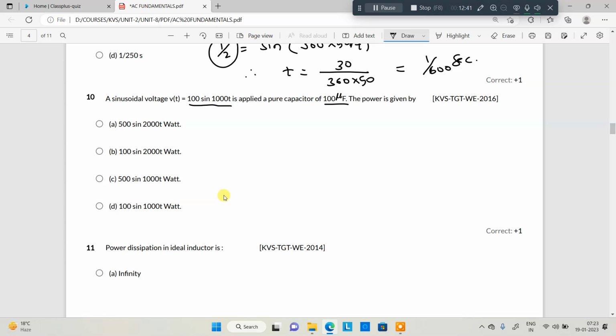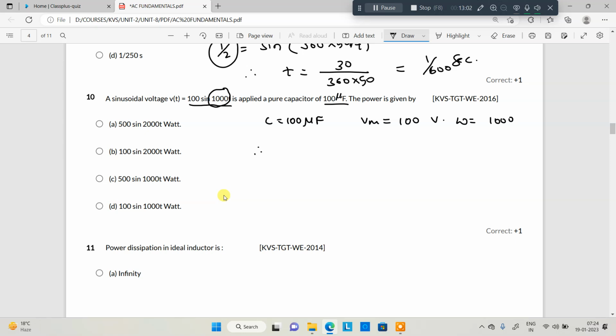This is the V of t. This is the capacitor. So from that, the capacitor's value is 100 microfarad. So Vm value is 100 volt, right? And this is omega. Omega is equal to 1000.